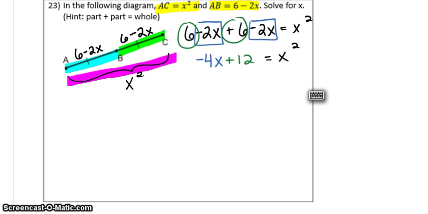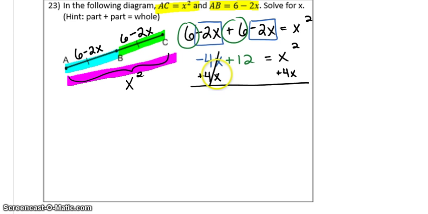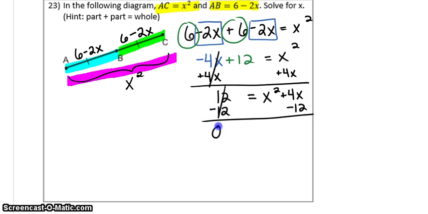So what I know I have to do is move all of my terms over to one side of the equal sign. I'm going to begin by adding 4x to both sides, because what that's going to allow me to do is move the 4x term over to the side where the positive x squared already is located. Then I need to move the 12 over to the right side as well through subtraction. 0 equals x squared plus 4x minus 12. None of those terms are combinable, so I need to leave it as is. This trinomial can now be factored.